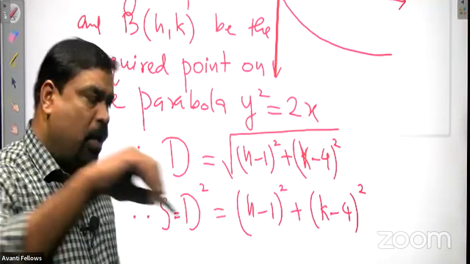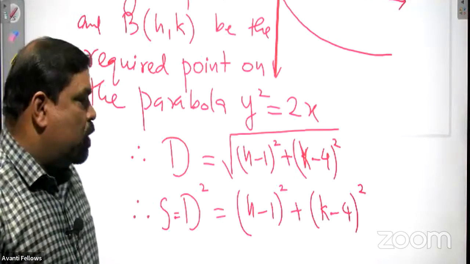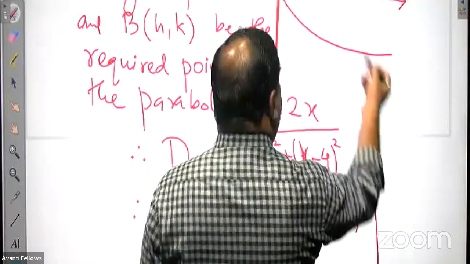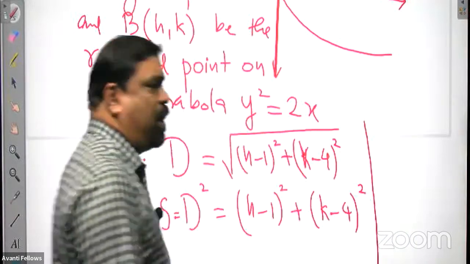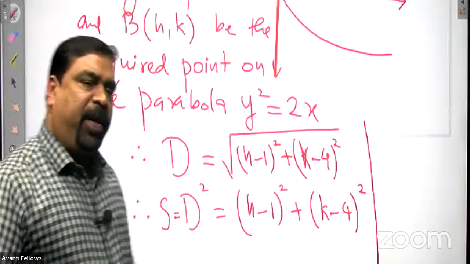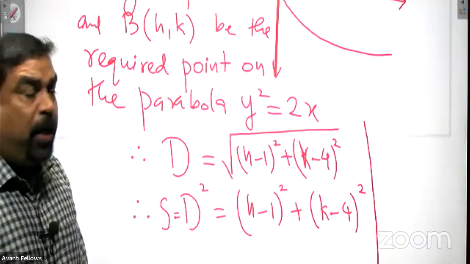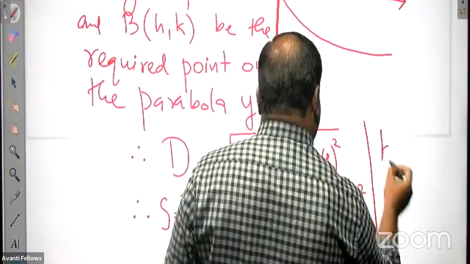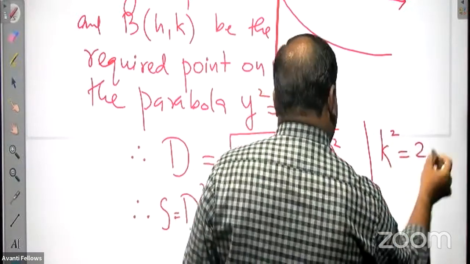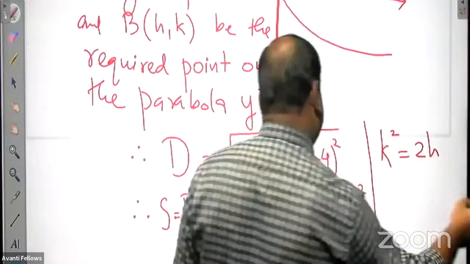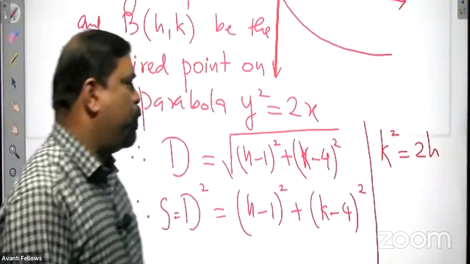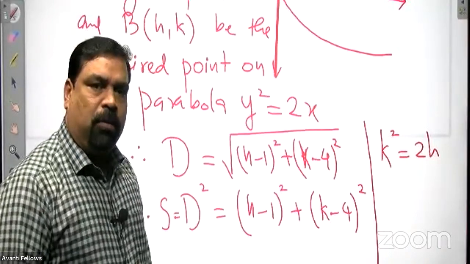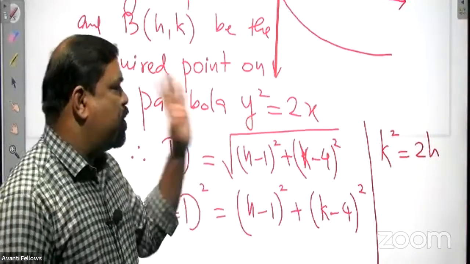Okay, so we have to convert in one variable. For that, we use the equation of the parabola. (h, k) is a point on the given parabola, which means it must satisfy that equation. H comma k satisfies the equation, which means k square is equal to 2h. In place of x, you put h, and in place of y, you put k. So (h, k) must satisfy this equation of the parabola.